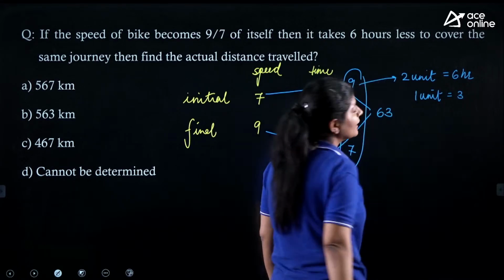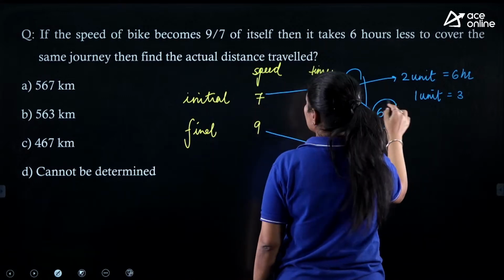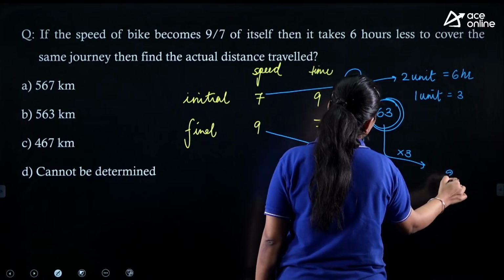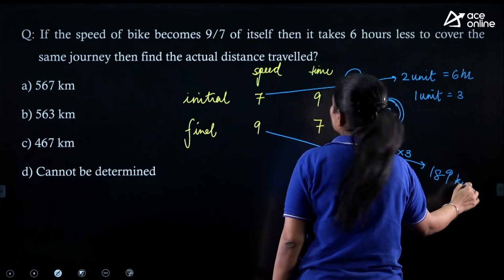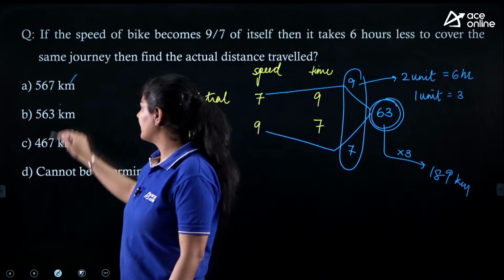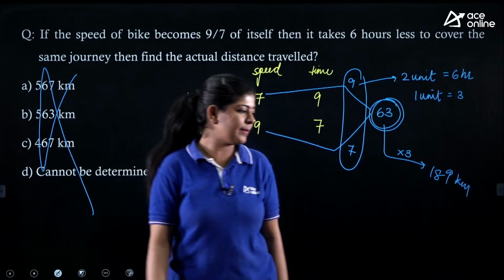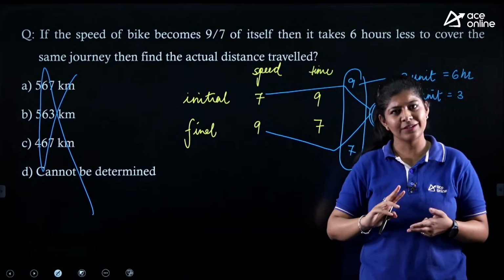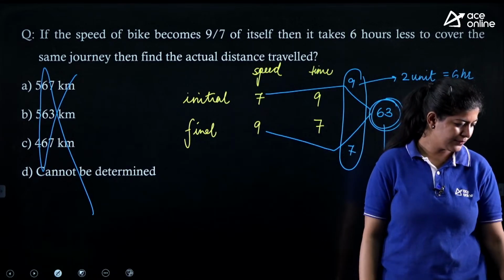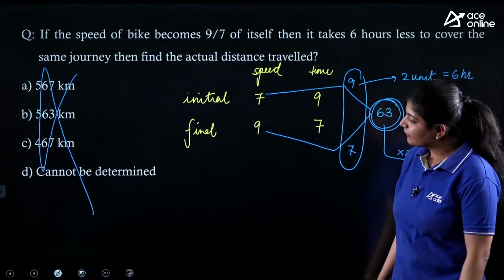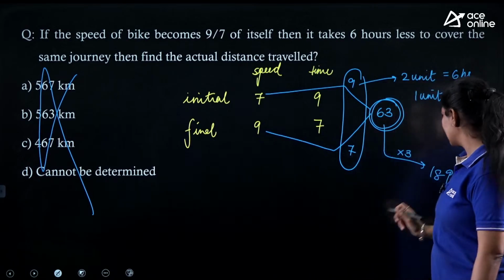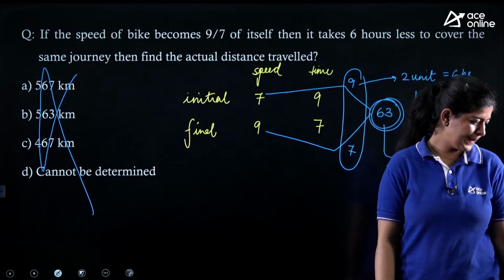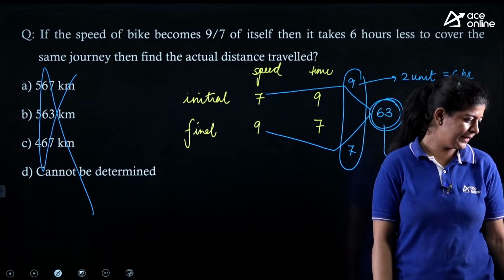If 1 unit is equal to 3, that means we need to find out the actual distance travelled. So we just simply multiply it by 3. And we are getting 189 kilometers, and I guess this is not available in the options. 189 kilometers is the correct answer. Or you can do one thing, you can find out the multiple of it, but the correct answer over here is 189 kilometers. Right? Next.